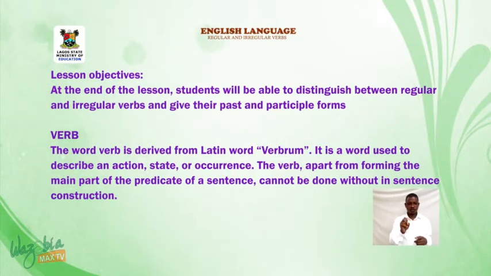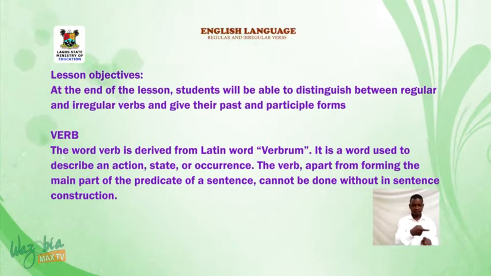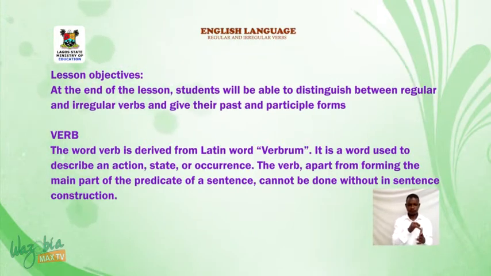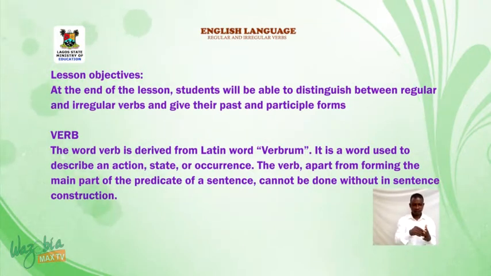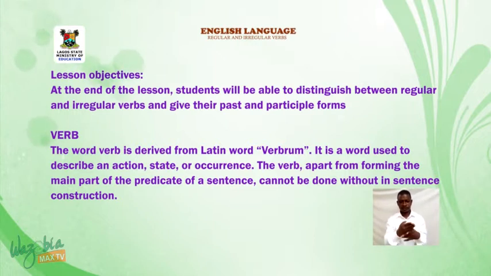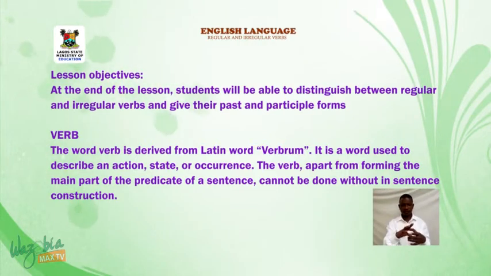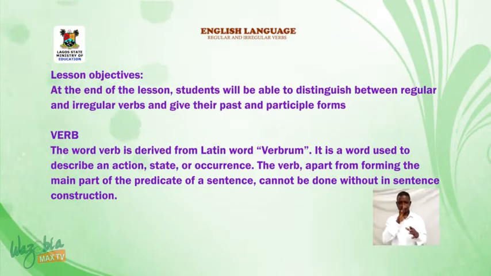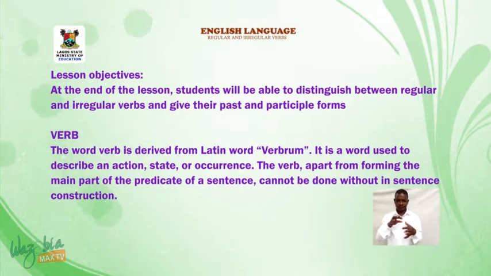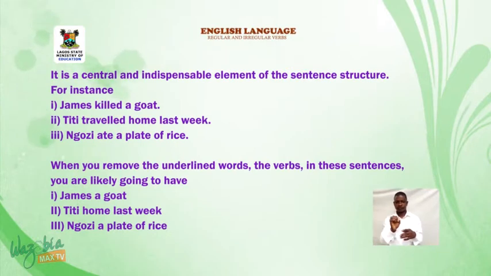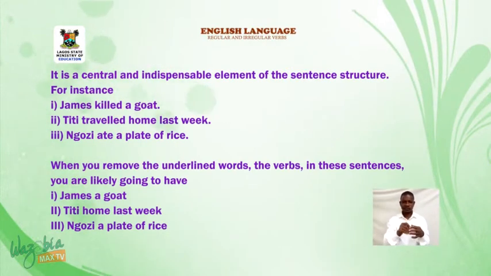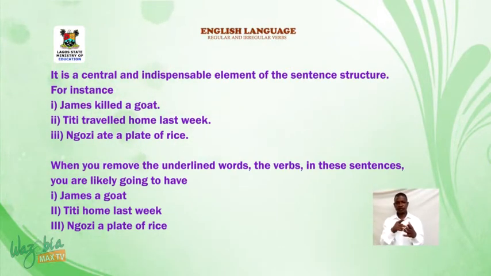Verb. The word verb is derived from the Latin word verbum. It is a word used to describe an action, state, or occurrence. The verb, apart from forming the main part of the predicate of a sentence, cannot be done without in sentence construction. It is a central and indispensable element of the sentence structure.